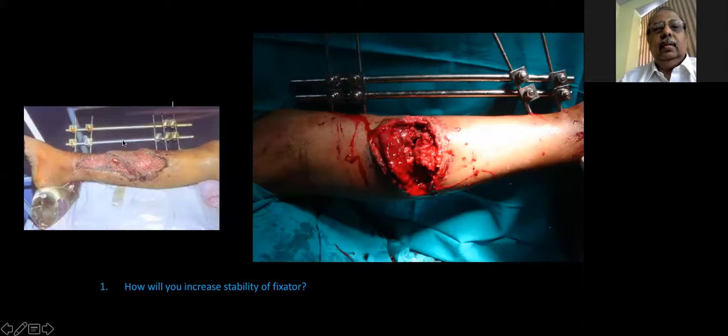And this rod should be as close to the bone as possible, but it should allow proper dressing of the wound. Third, you add one more rod. And four, this is a joint spanning external fixator.